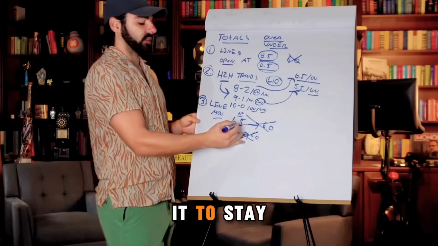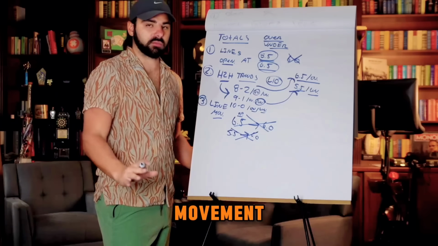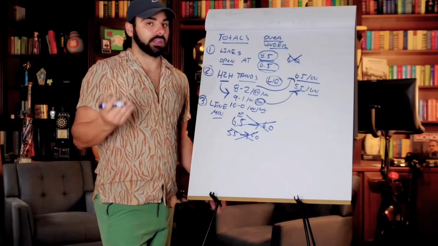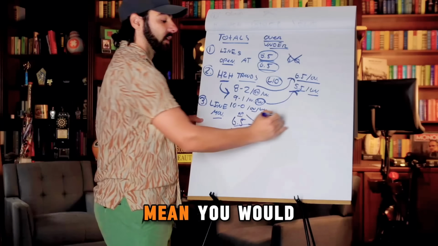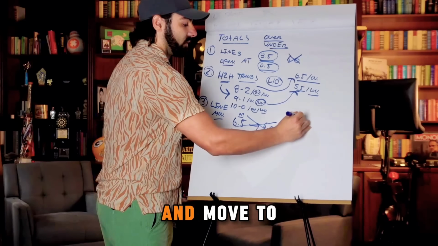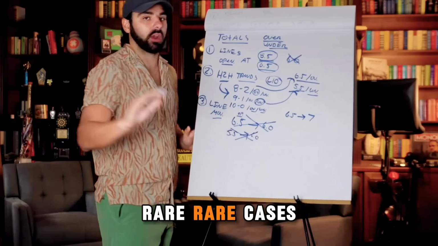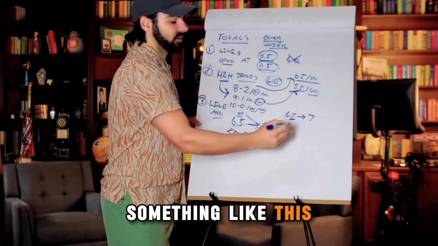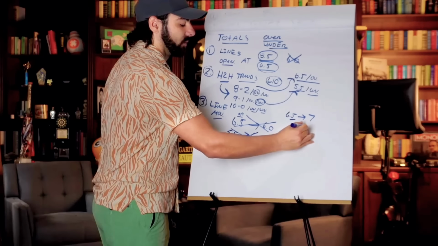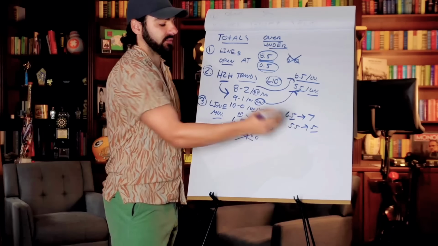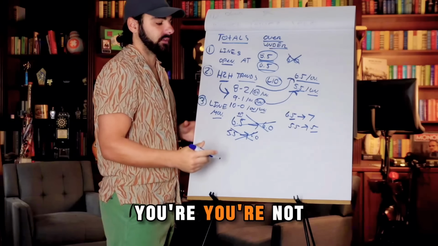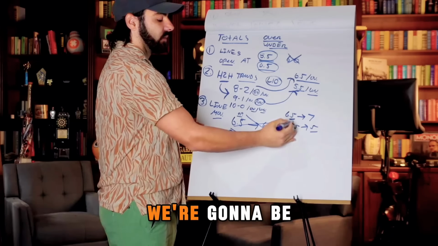We either want it to stay the same with no line movement, or you're not really going to get line movement to favor your end. It's just not going to happen, because that would mean 6.5 opening and moving to 7, or 5.5 opening and moving to 5. It's very rare to see that happen. You're not going to want that, that's not what we're looking for.